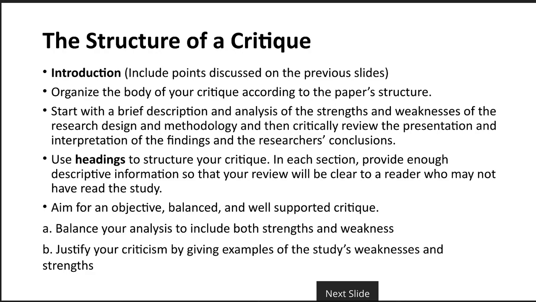You balance your analysis to include both strengths and weaknesses, as I said earlier, and you justify your criticism by giving examples of the study's weaknesses and strengths. Whenever you discuss the strengths or weaknesses, in both cases, you got to give examples from the article that you review. You refer to the section, a particular paragraph, or whatever the case may be. You understand? It's about the structure of a critique. And the most important point is that you structure your critique according to the paper that you are reviewing and use headings. Is it clear?